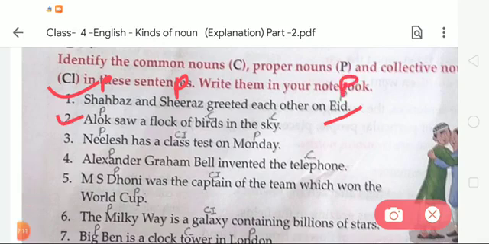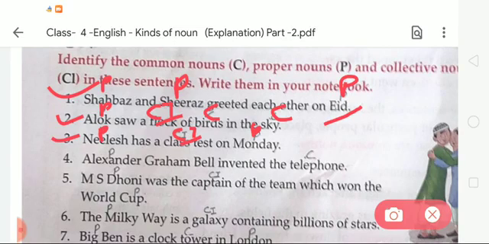Now the second: Alok saw a flock of birds in the sky. Here, Alok is a proper noun, flock is a collective noun, and bird is a common noun, and sky is a common noun. In the third, Nilesh has a class test on Monday. Nilesh is a proper noun, so we write P here. Class is a collective noun, so we write CI here. And Monday is a proper noun, so we write P here.